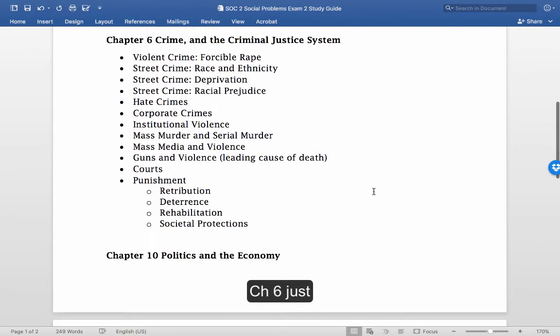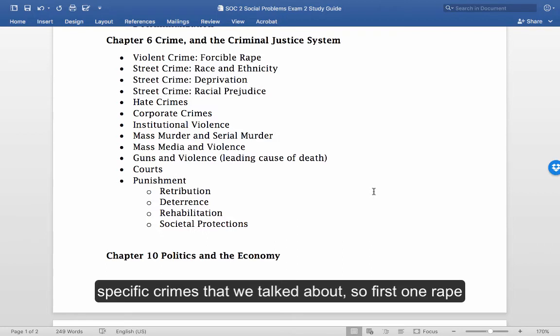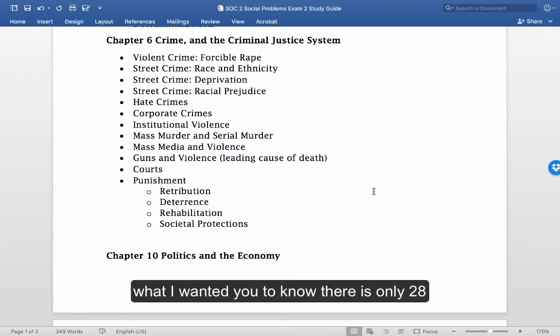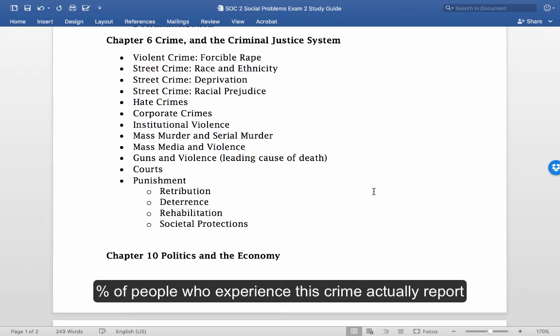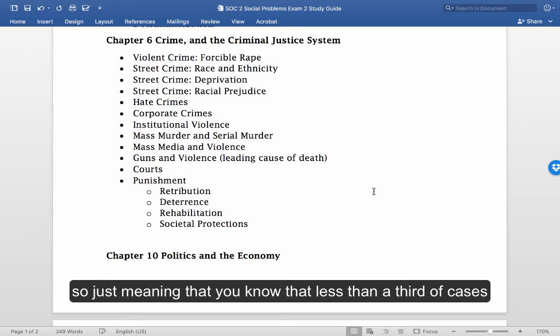Okay, chapter 6. Just some things about the specific crimes that we talked about. First one, rape. What I wanted you to know there is that only 28% of people who experience this crime actually report it to the police nationally, which is crazy. Meaning, if you know that less than a third of cases are reported to the police, that's all you have to know for that.